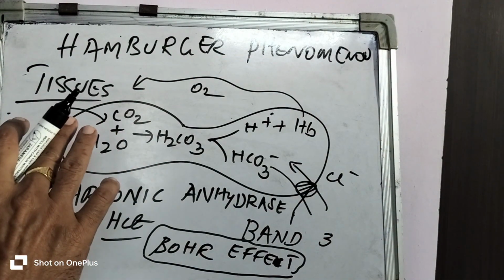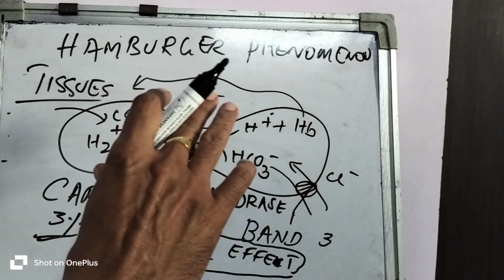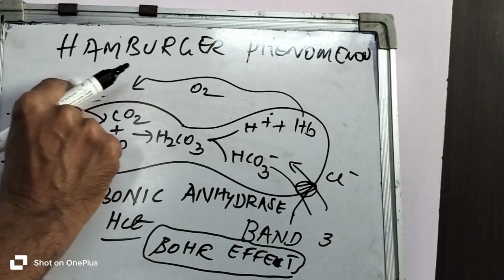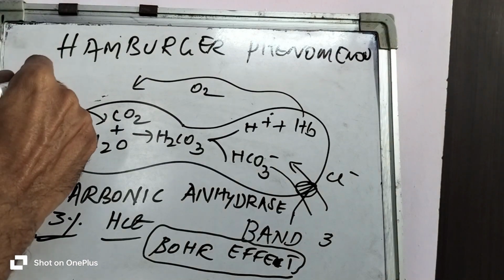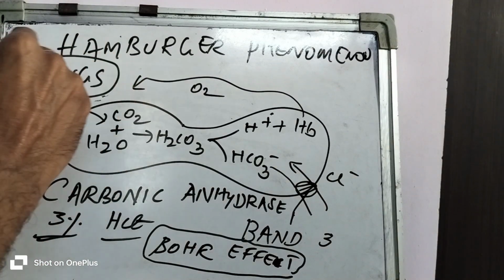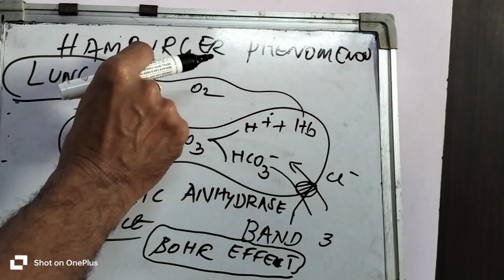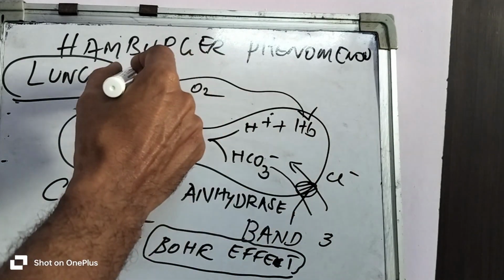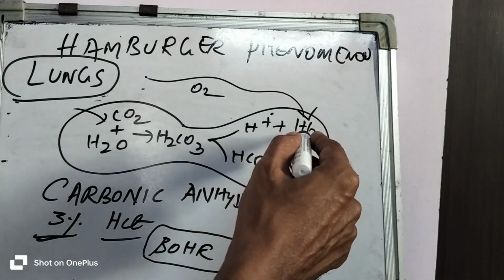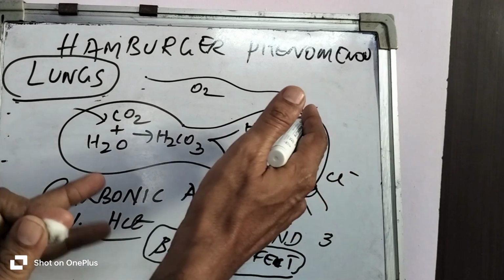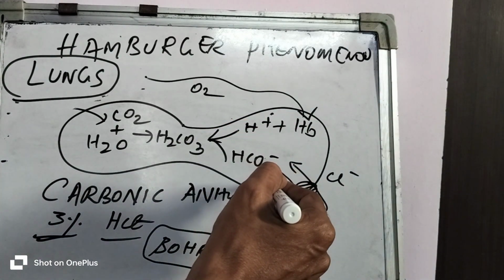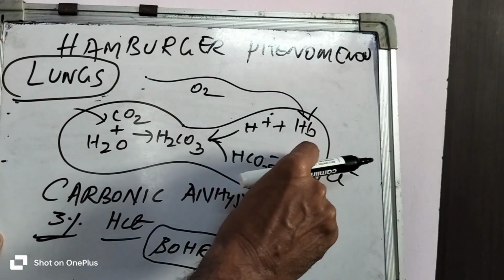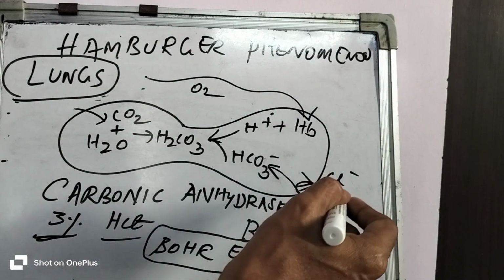Now this venous blood is going to the lungs. So what happens at the level of the lungs? The reverse process takes place in the lungs. Oxygen is entering into the RBC in the lungs and it combines with the hemoglobin. So the H plus ion is separated from the hemoglobin and combines with bicarbonate. Now the bicarbonate will be entering the RBC and chloride will be leaving the RBC in the pulmonary capillary.